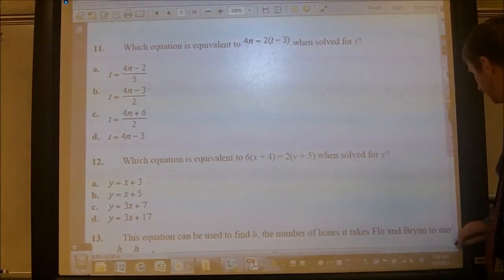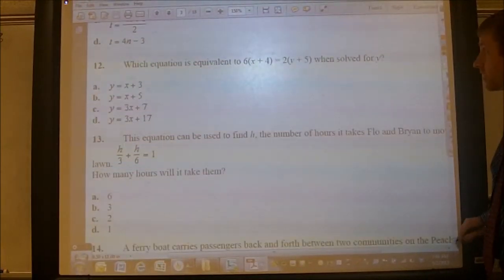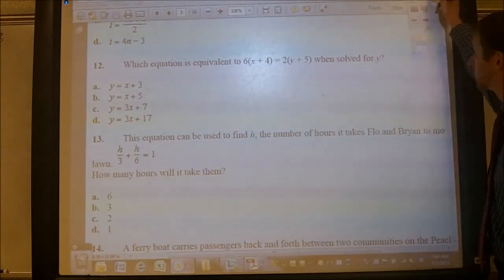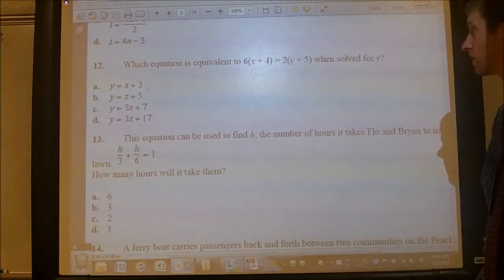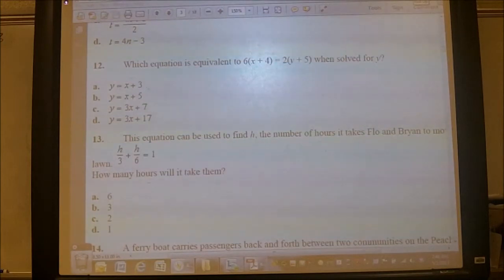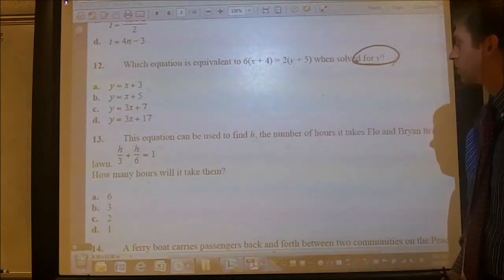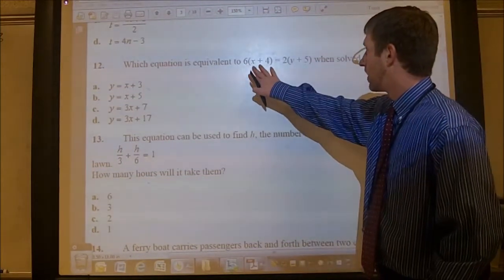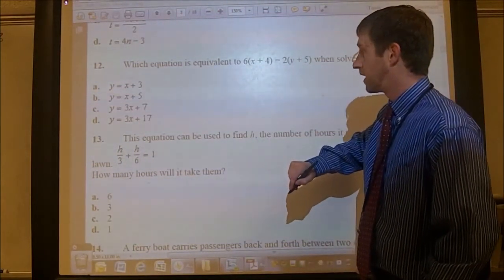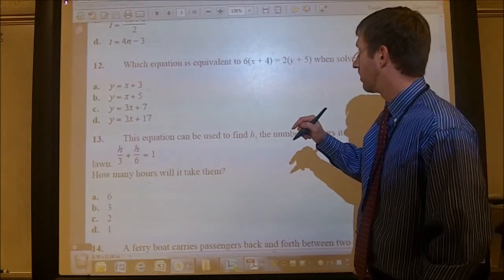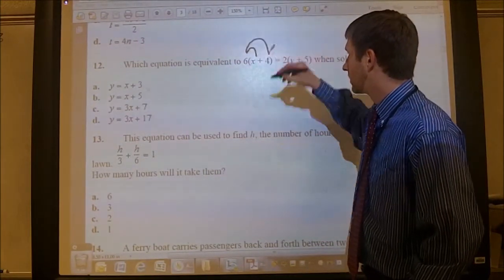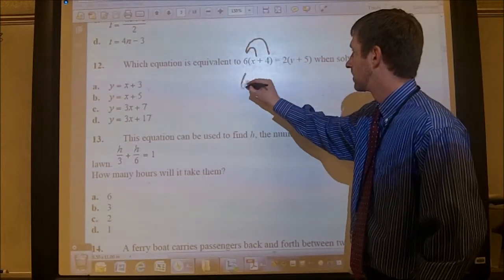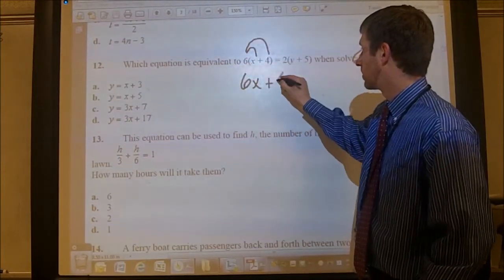Next one here. Number 12. Which equation is equivalent? We've seen several of these. So hopefully you're reviewing and ready to solve some equations. Which equation is equivalent to 6 parentheses x plus 4 equals 2 parentheses y plus 5 when solved for y? Again, when solved for y, so we want to get y by itself. First thing you might do, just like the last one if you want, is to get rid of all the parentheses. So I'm going to distribute the 6 through. 6 times x is 6x. 6 times 4 is 24.